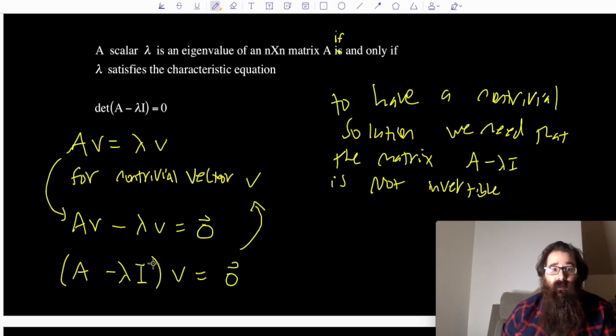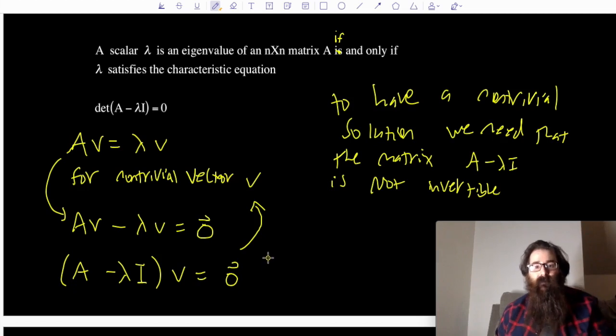Because if this were an invertible matrix, I could, in theory, find its inverse and multiply both sides by it. Then all of a sudden my solution v is uniquely the zero vector times the inverse of A minus lambda I, which is the zero vector, which is only the trivial solution. So we think back to the invertible matrix theorem, right?